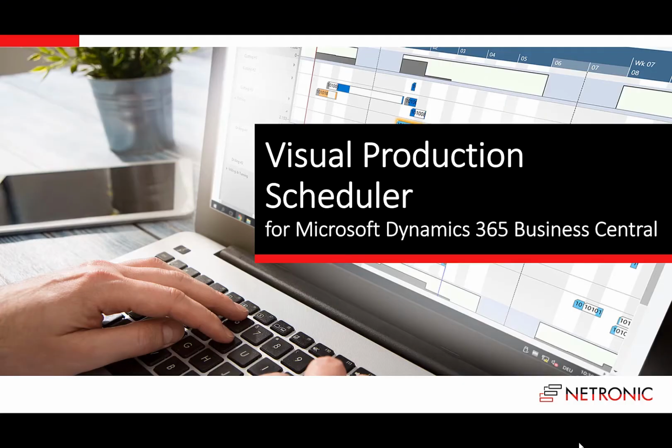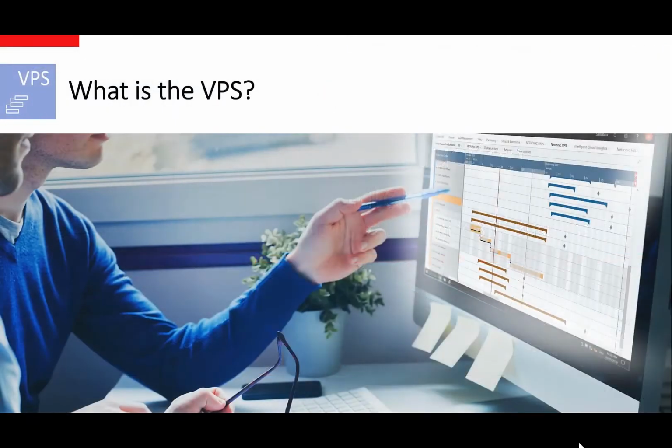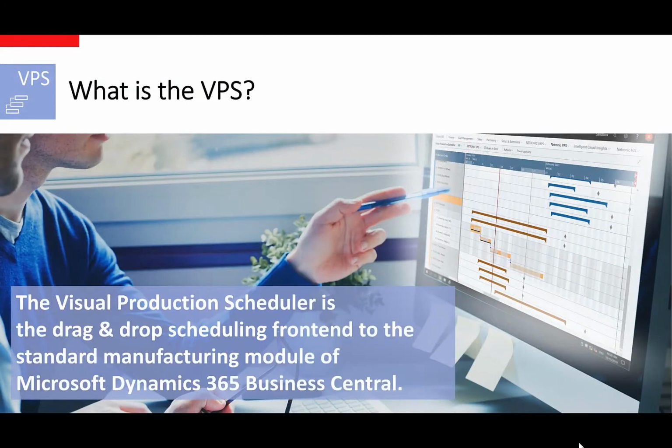This is an introduction into the Visual Production Scheduler for Microsoft Dynamics 365 Business Central. The VPS, the Visual Production Scheduler, is the drag-and-drop scheduling front-end to the standard manufacturing module of Microsoft Dynamics 365 Business Central. In this video, I will demonstrate the VPS with a typical use case of how many of our customers work with the product. After that, I will summarize the benefits, the key features, and make some final comments on the availability of the VPS.